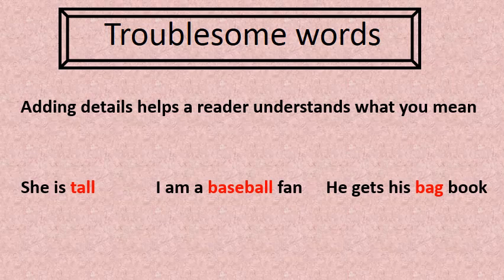So sometimes we add adjectives like tall, short, beautiful, or any kind of adjective to add details. And sometimes we can add a noun, like we add bag. Bag is a noun. Baseball is a noun. Let's open together at page 259 so I can complete explaining to you what we mean by adding details.